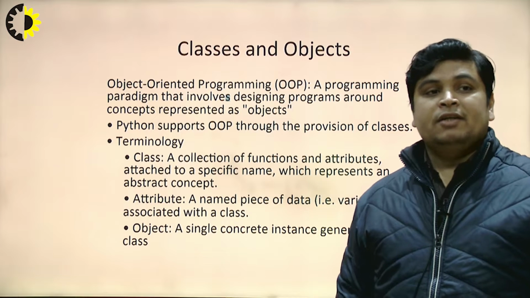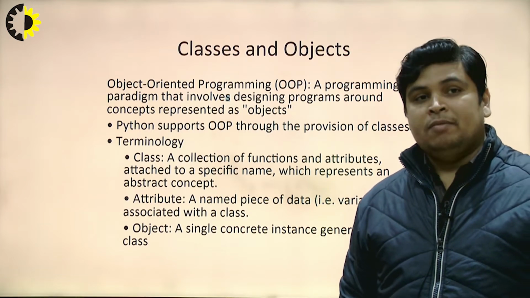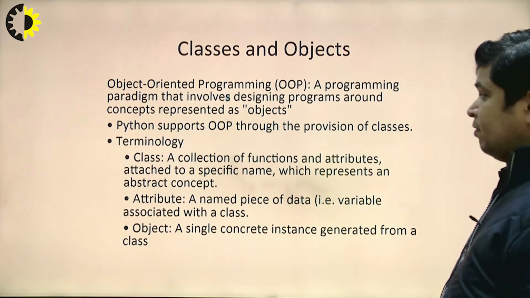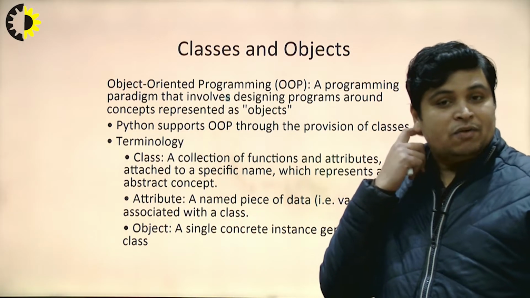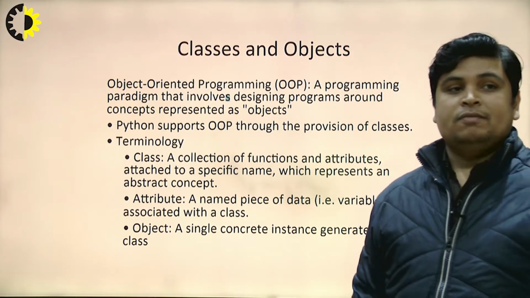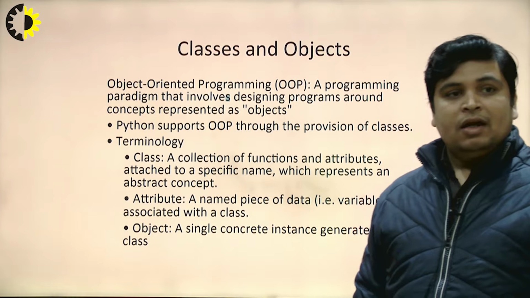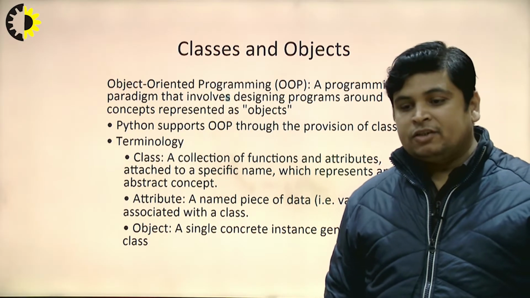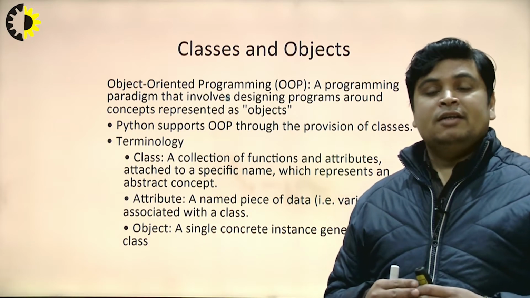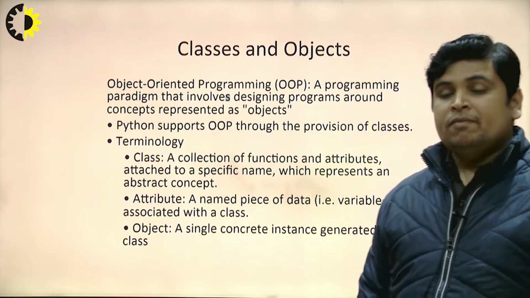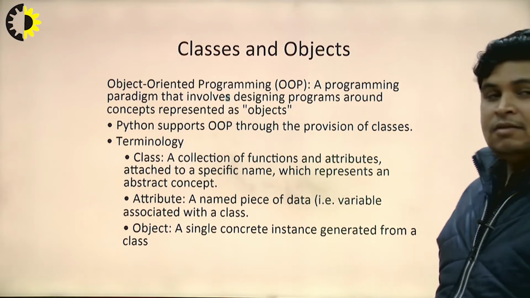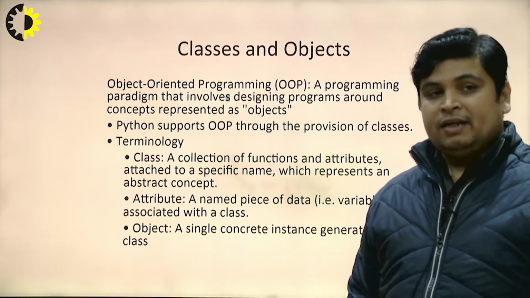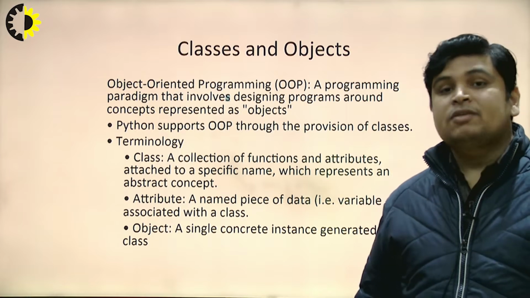Second thing, Python supports object-oriented programming through the provision of classes. The basic terminology of class is that a class is a collection of functions and attributes. Attributes means data attached to a specific name which represents an abstract concept. What is abstraction? Abstraction means to hide the internal details from the outside world. The basic need of object-oriented programming is attributes, a named piece of data, meaning variables associated with a class.